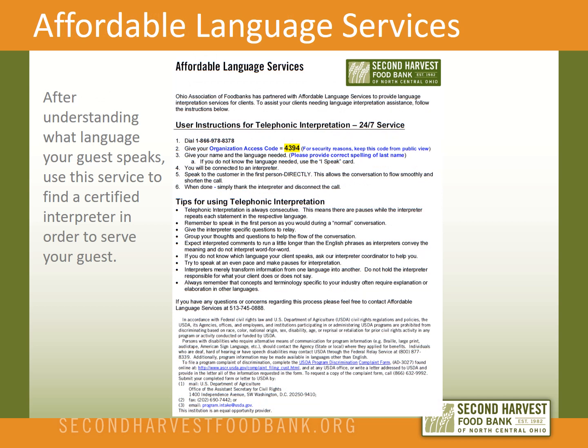The Affordable Languages Services. What this does is it provides free interpretation to someone that you can't communicate with if they don't speak English. You would simply call the 1-800 number listed on this sheet, dial in our access code to say that you're with Second Harvest Food Bank, and this is a free service. So this organization will find somebody to interpret for you. This is our way of accommodating for those individuals with limited English proficiency.